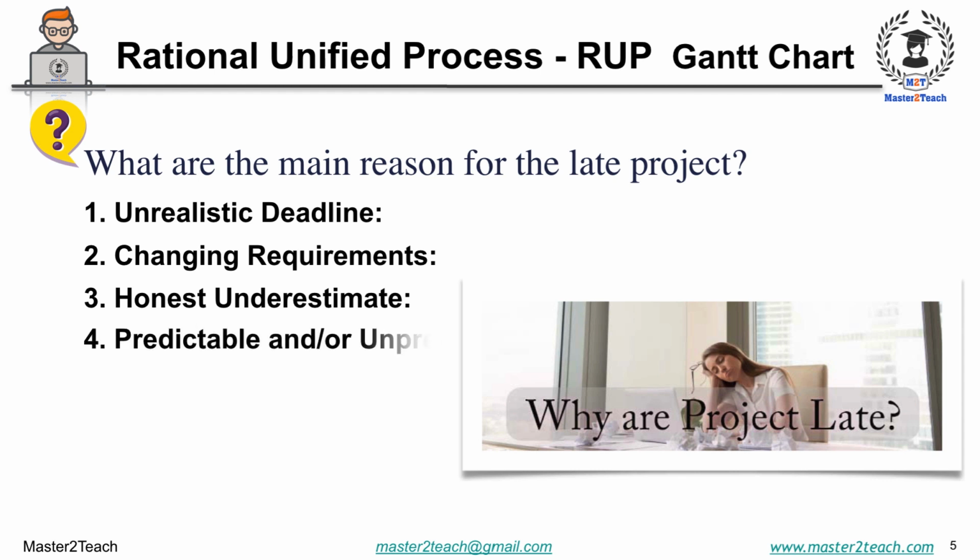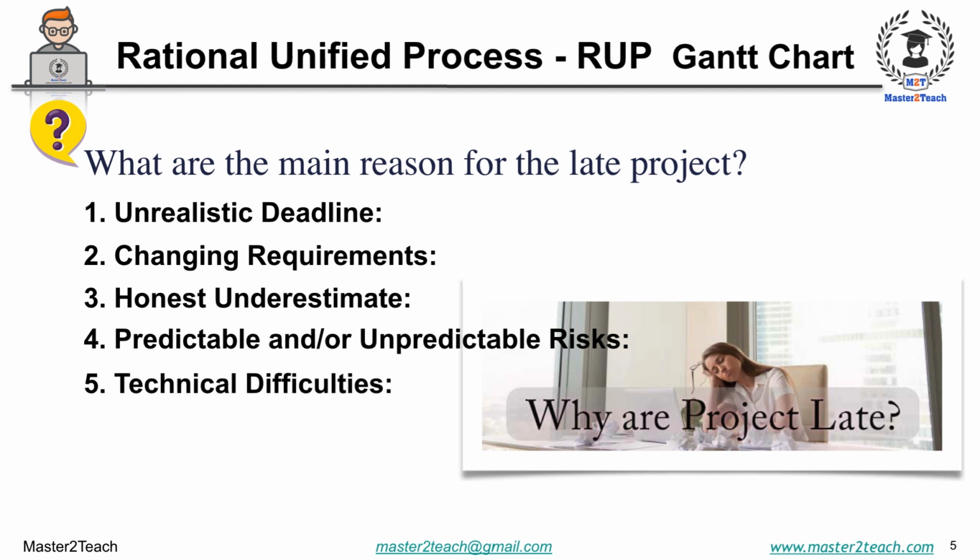Predictable and or unpredictable tasks. There can be a lot of predictable or unpredictable tasks that arise when the project comes. Due to these tasks, the project can be late. Technical difficulties. There can be lots of technical difficulties that can lead to the project being late. Human difficulties. Due to human difficulties that could not have been foreseen in advance, like manpower turnover, sickness, leave, etc., the project may be late.